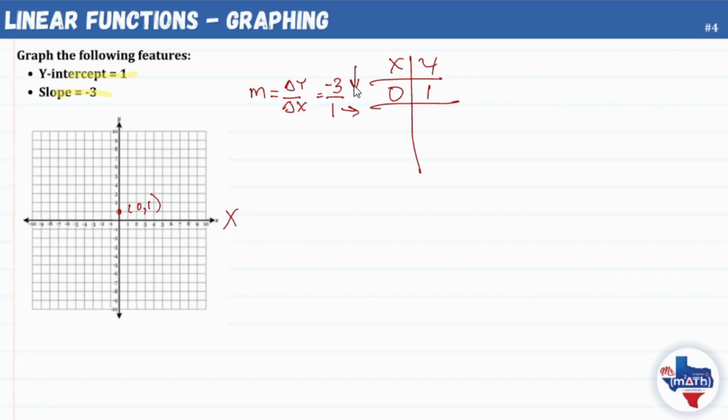So we have our x-axis and our y-axis, and we'll start at our origin. So as I move to the right 1, I'm going to go down 3. Move to the right 1, go down 3. So the pattern continues.